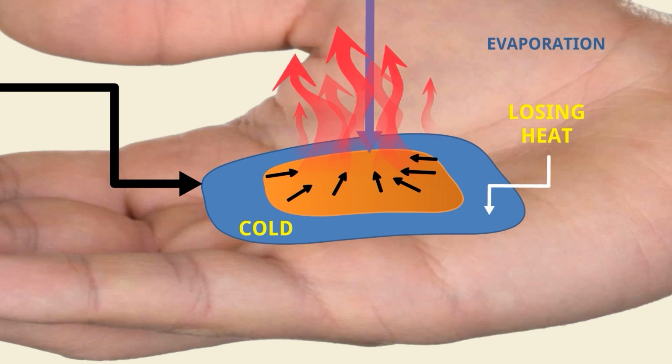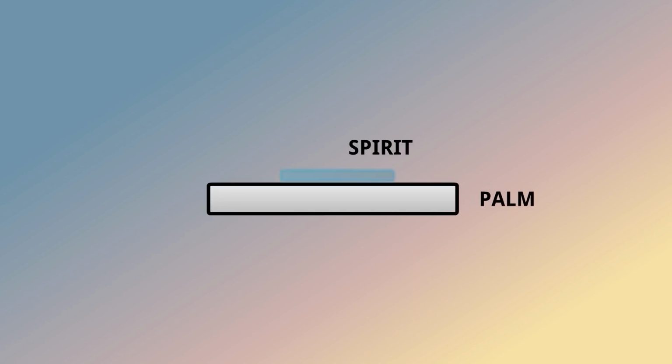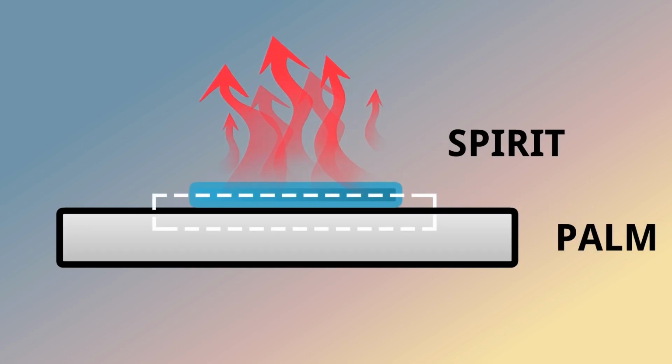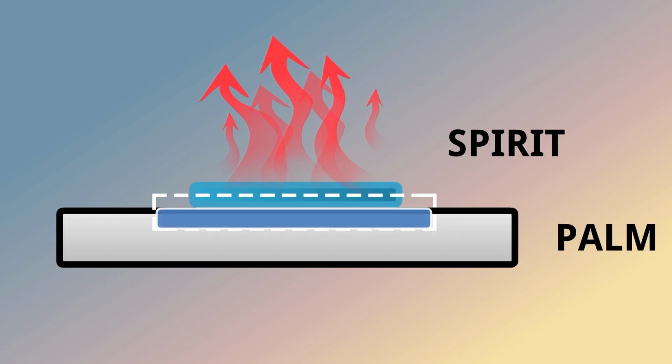Let's try to understand these things in a simple diagram. This is the palm and this is the spirit. Here evaporation happens. Now this is the contact surface from where the spirit takes the heat for evaporation. So the palm loses heat and gets cold.